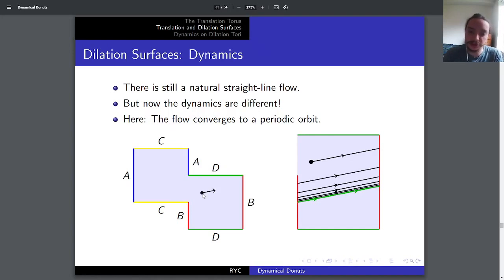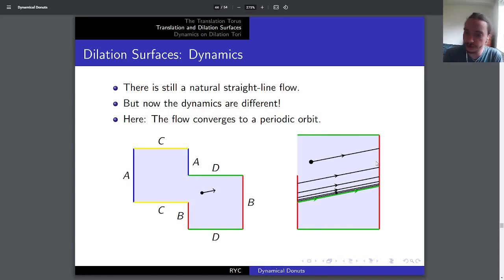You start at this point, and you start moving in a direction, and what are you going to find? Well, you start moving, and then you hit the red side. But the red side is dilated, so you come out lower than you were before. Okay? So you come out kind of squeezed down a little bit, and you move over and over again. You're still moving in the same direction. You hit the red side again, and now you're going to come out even lower.